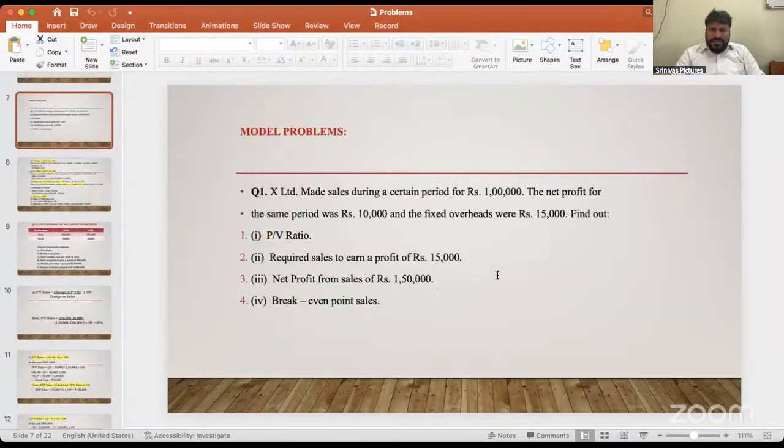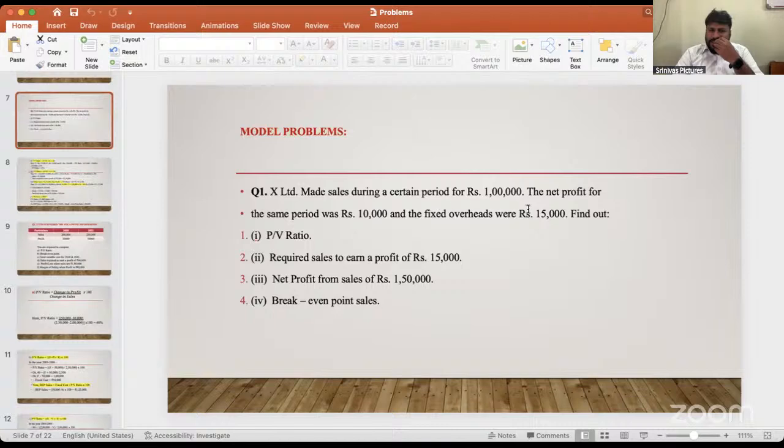Here are some model problems. X Limited made sales during a certain period of 1 lakh. The net profit of the same period was 10,000. Fixed overheads are 50,000. Find out the PV ratio. So what is the total sales? 1 lakh. Net profit for the same period is 10,000, and fixed cost is 50,000. Find out the PV ratio. To calculate the PV ratio, what do we require?